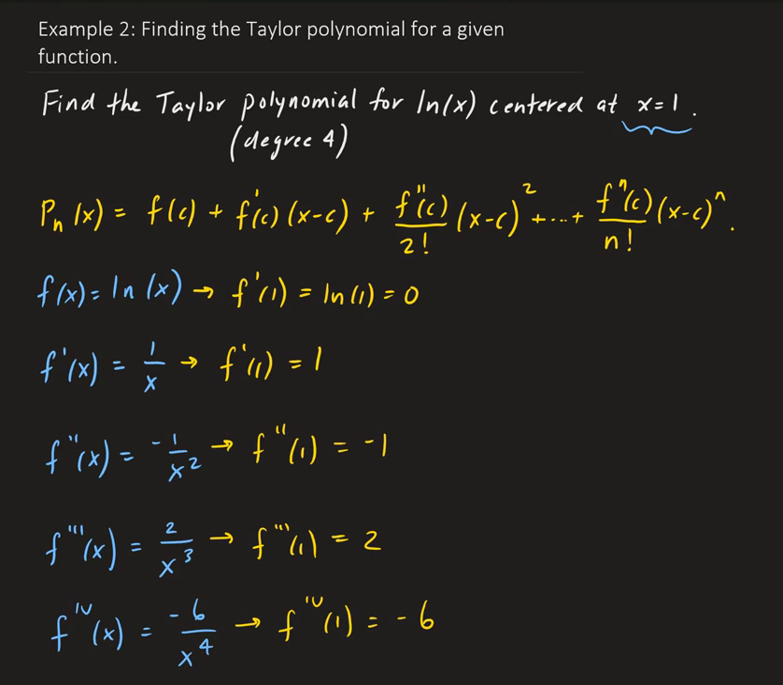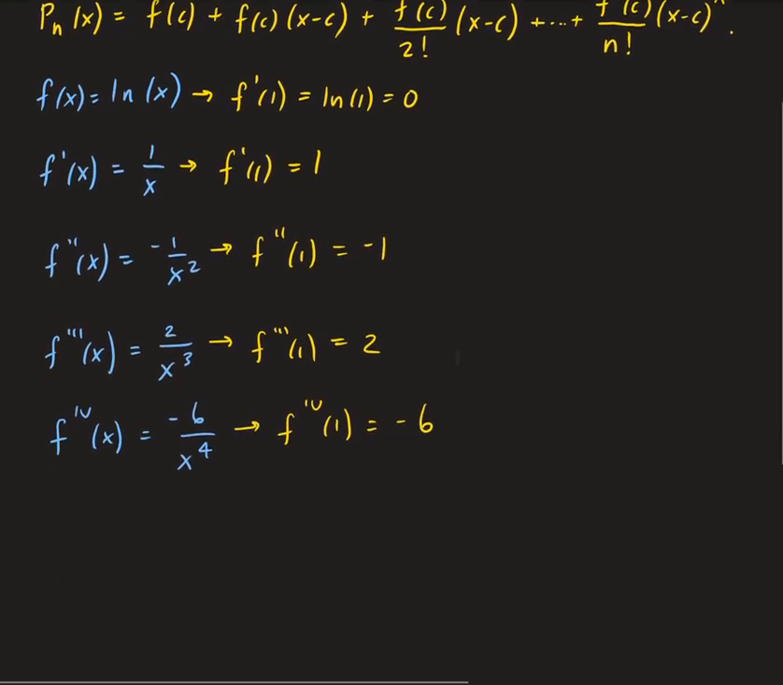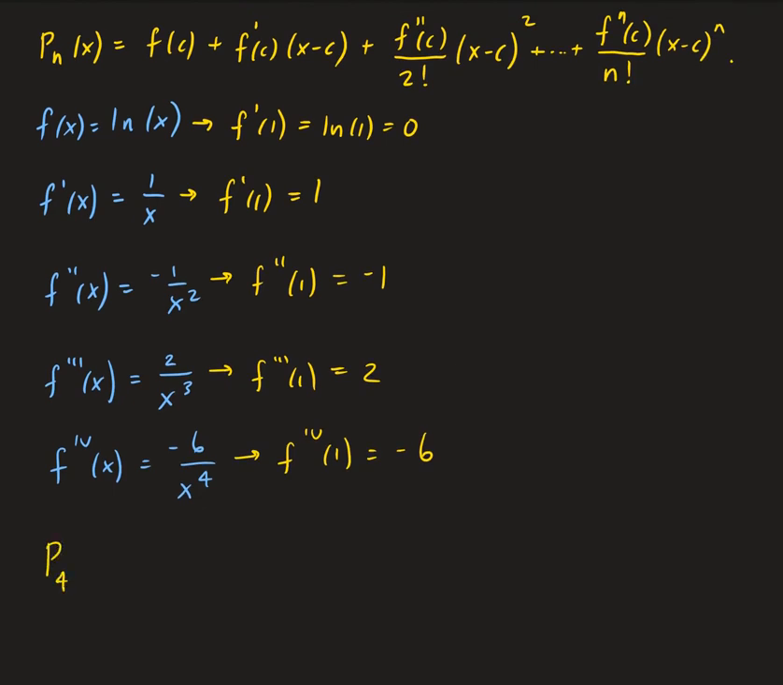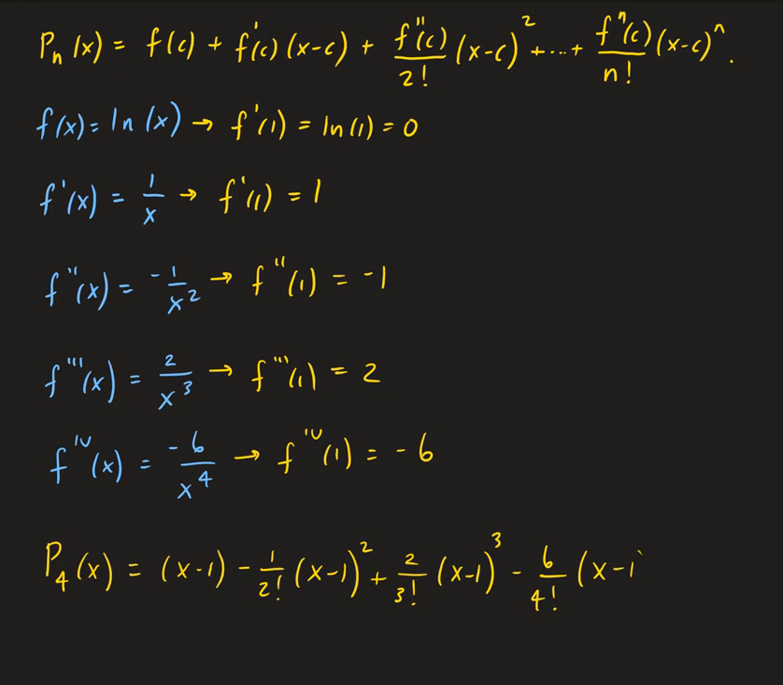So we have all this now. We have enough information to formulate our fourth degree polynomial for natural log x. The first term is just 0, so we're not going to have anything for that. The next one has a coefficient of 1, so that gives us x minus 1. The next term will be minus 1 over 2 factorial times x minus 1 squared. The next one will be plus 2 over 3 factorial times x minus 1 cubed. And then we have minus 6 over 4 factorial times x minus 1 to the fourth power.